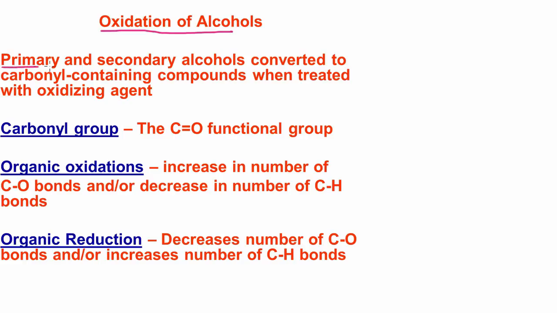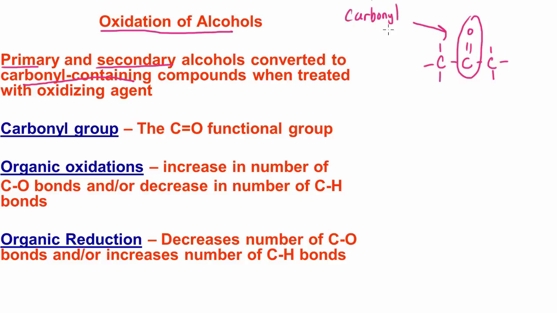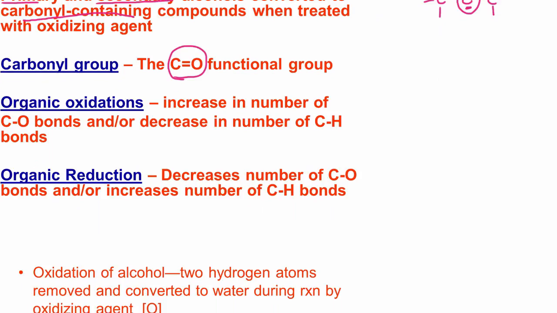It turns out that primary and secondary alcohols are converted to carbonyl-containing compounds when treated with an oxidizing agent. So what is a carbonyl-containing compound? Well, I might have something like this. And let's just assume hydrogens are attached to these carbons. But here we have a carbon-oxygen double bond. A carbon-oxygen double bond is called a carbonyl group. So this would be the carbonyl carbon. The carbon-oxygen double bond functional group is a carbonyl group.